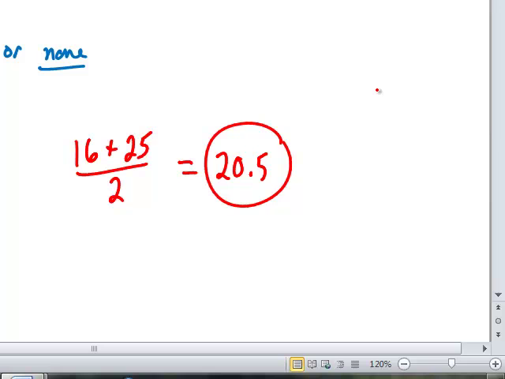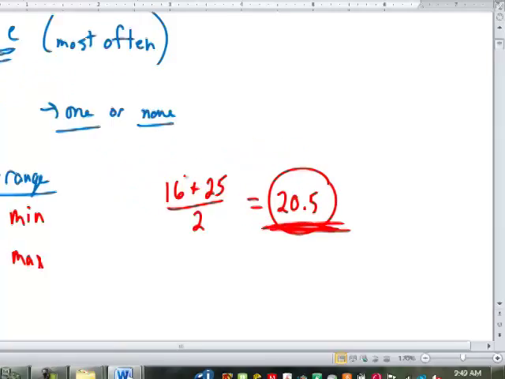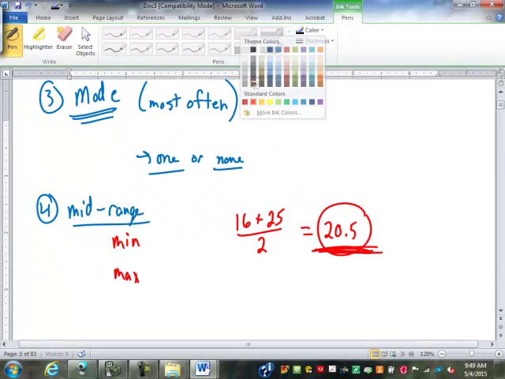Now again, this is a relatively well-distributed set of data. You notice we had a mean of 21, a median of 21, and a mid-range of 20.5. So that's a pretty good set of data, well-distributed.